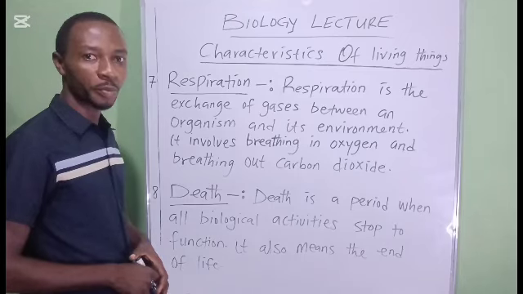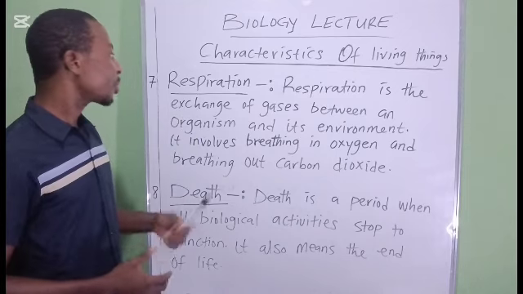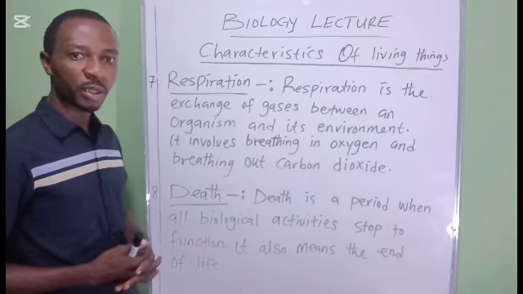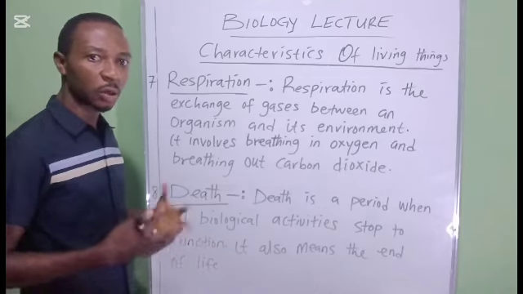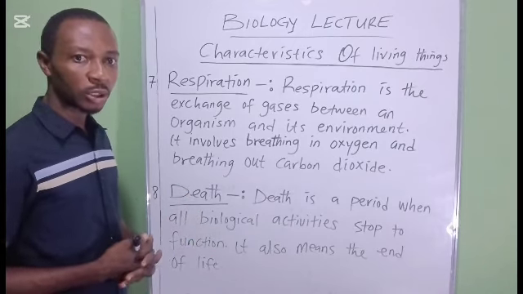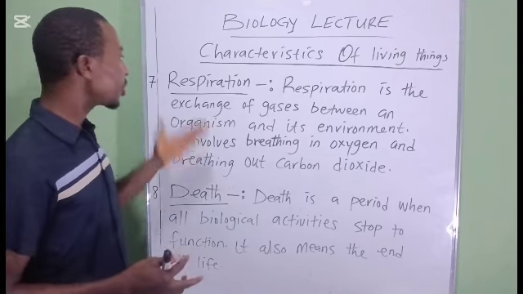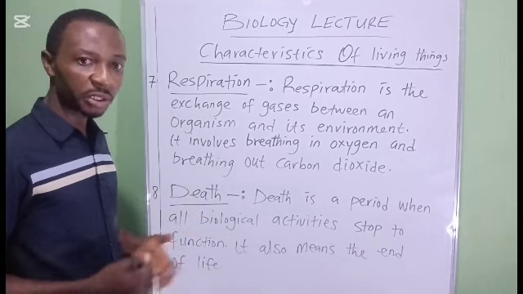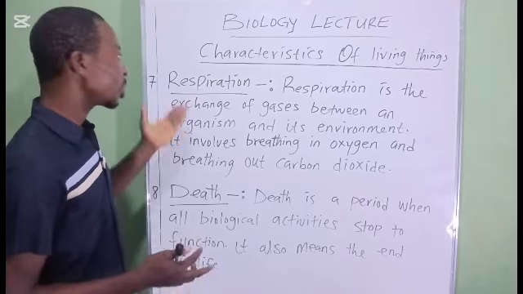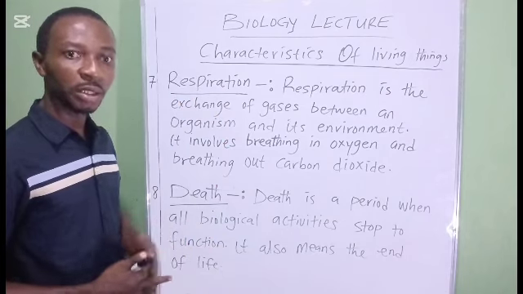All right, let's look at number seven. In number seven, we have respiration. We say that respiration is the exchange of gases between an organism and its environment. Respiration involves a living thing breathing in oxygen and removing carbon dioxide between the organism and its external environment. So respiration simply means breathing in oxygen and breathing out carbon dioxide. Respiration is one of the characteristics of living things because all organisms breathe.